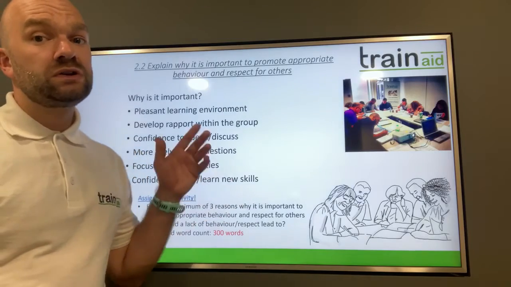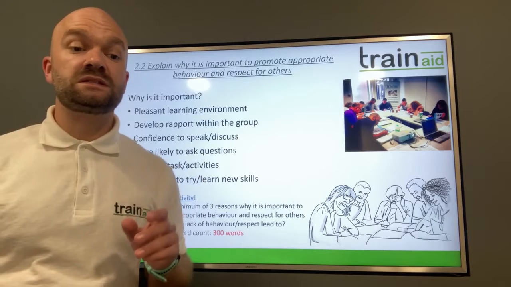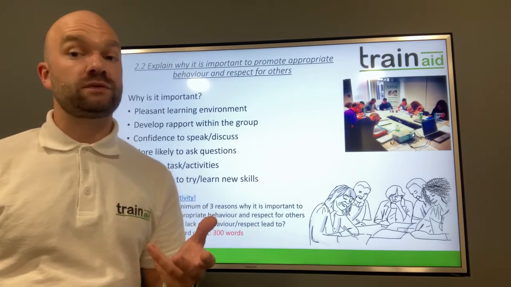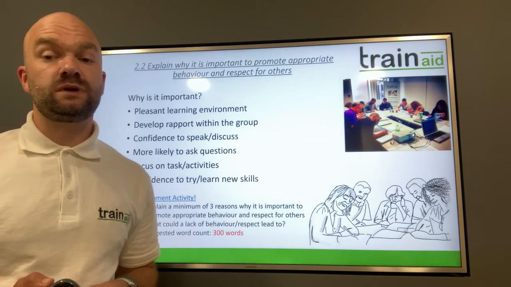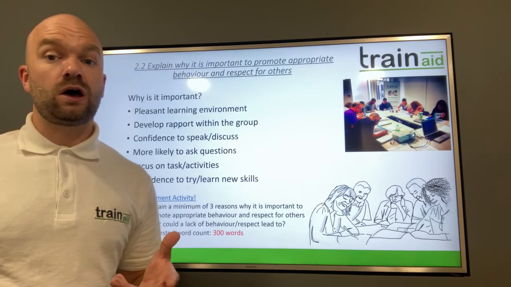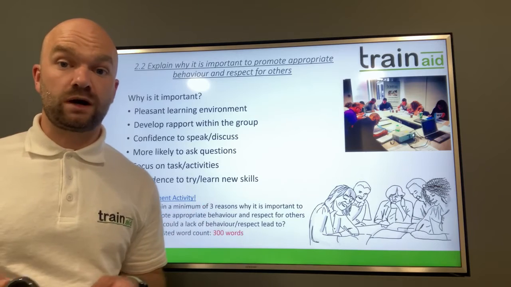We're just moving on to our next criteria. This is 2.2, and this is why it's important to promote appropriate behaviour and respect for others. So one key role of any teacher or trainer, of course, is to be a role model. So you're setting a very good example of how your learners should conduct themselves and also behave.